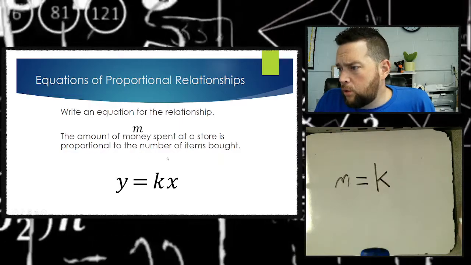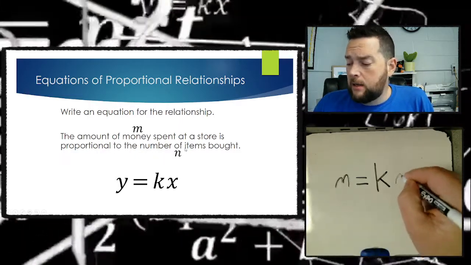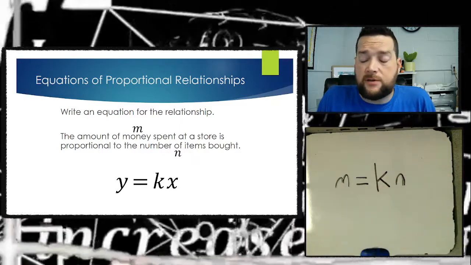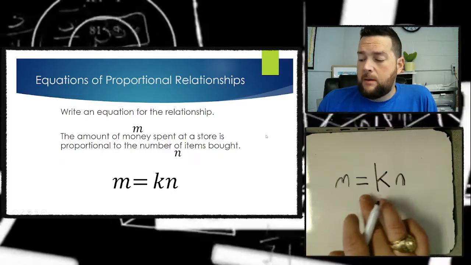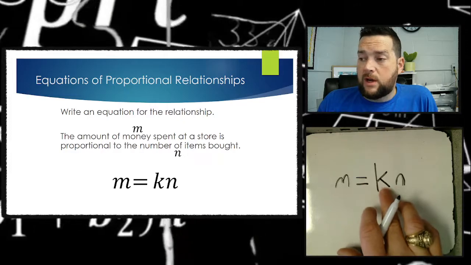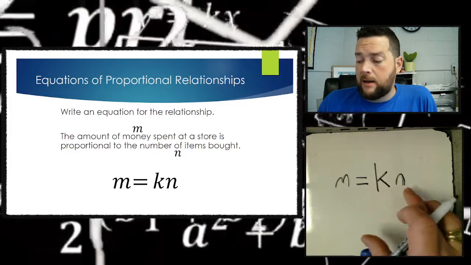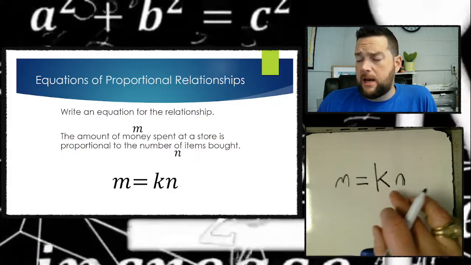So we're going to create a variable for number of items, and I just used the letter N. You could have used the letter I, that's just fine. But in this case, we would have M equals Kn. So the total amount of money spent equals the constant of proportionality multiplied by the number of items bought, or whatever the cost of each item is.